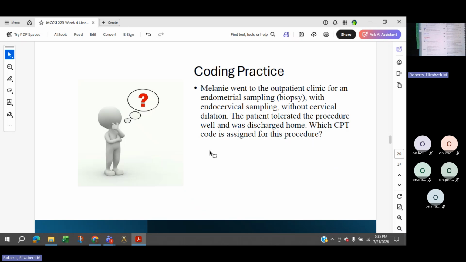All right, 58100 is on page 442. 58100 says endometrial sampling biopsy with or without endocervical sampling without cervical dilation, any method. Well, that's our code.